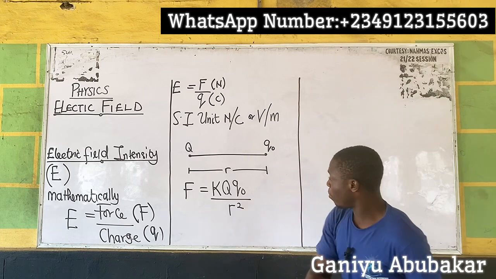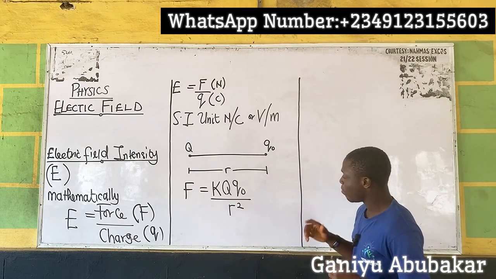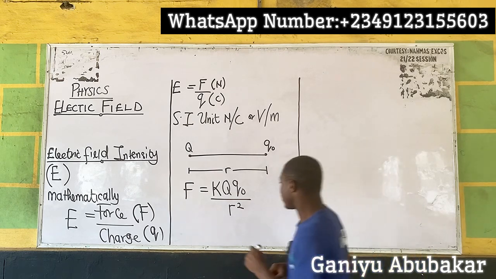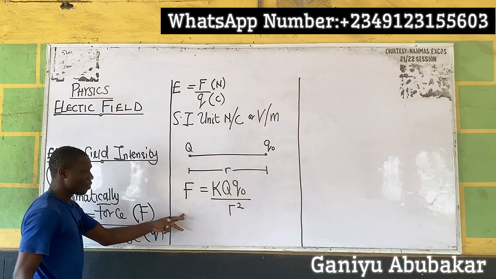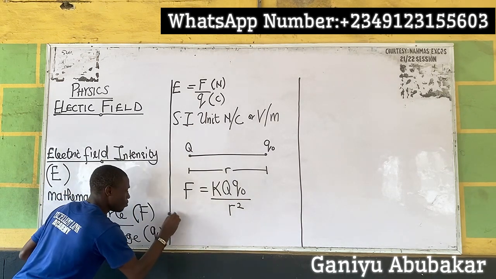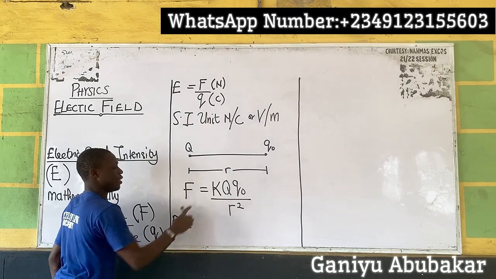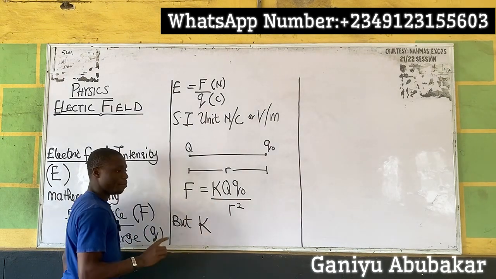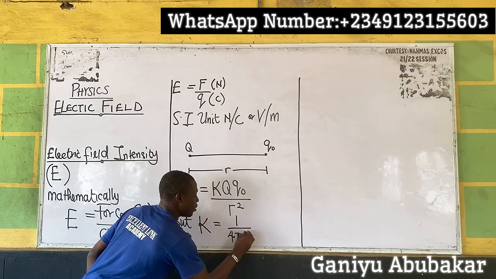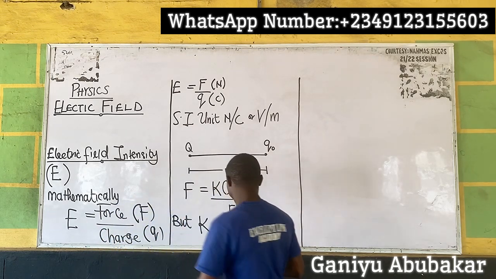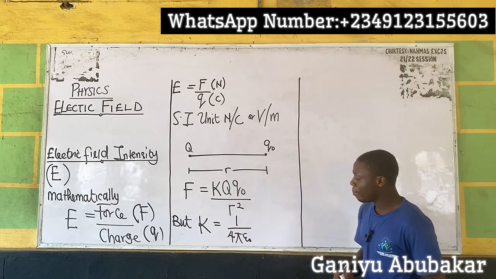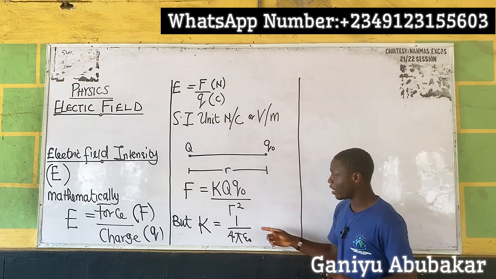From this concept now, what's next? Observe that at this junction, I have my expression in this form, but we know that this k has a value which is 1 over 4 pi e naught. So note that k is a constant and the value of the constant is 1 over 4 pi e naught as the value of k from here.